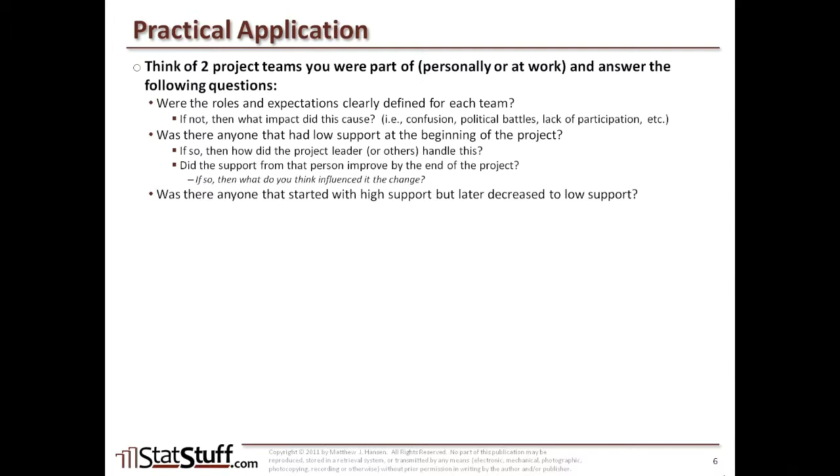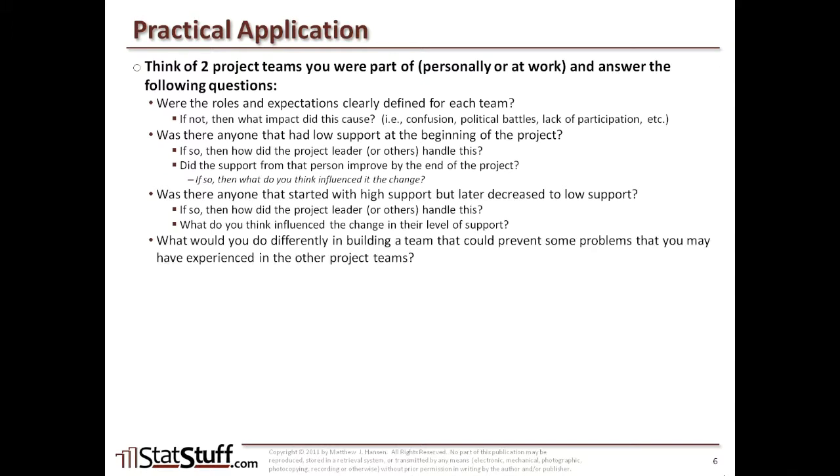And was there anyone that started with high support, but actually the reverse happened? They actually decreased to a low support level. And if so, then how did the project leader or others handle that type of situation? And what is it that you think influenced that change in that person's level of support? And finally, what is it that you would do differently in building a team that could prevent some of the problems that you might have experienced in these other project team examples?